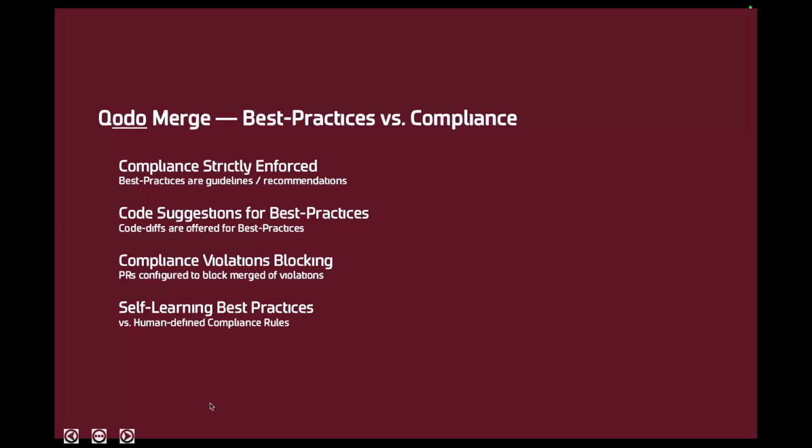With Qodo Merge, you have both best practices and compliance rules. Compliance rules are strictly enforced, whereas best practices are guidelines and recommendations that the humans may choose to ignore on a case-to-case basis. Code suggestions for best practices, where you have code diffs and patches offered with a one-click button press for applying the fixes. Compliance violations are blocking. PRs can be configured to block the merging of violations when a PR contains compliance violations. Whereas best practices can be self-learning. That is based on human interaction with the agent. We learn and evolve and improve the best practices over time.